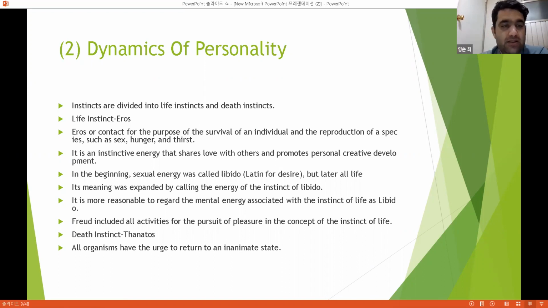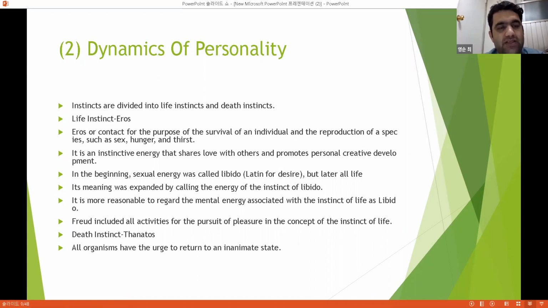In the beginning, the sexual energy was called libido. This is a Latin word, actually. A Latin word for what? For desire. So libido is a Latin word for desire, but later its meaning was expanded. Before, it was understood as only desire, but later on it took on a wider meaning, expanded by the researchers and also the professors of the study.